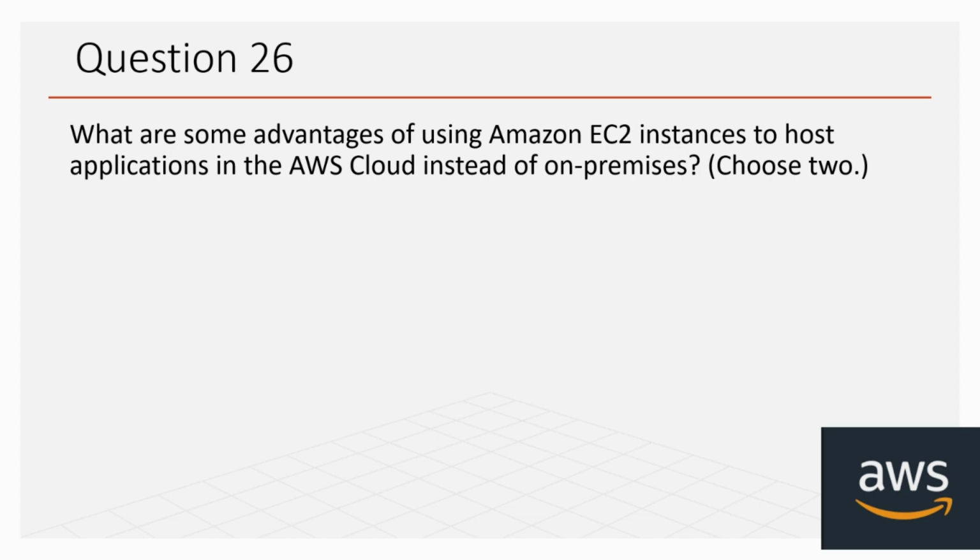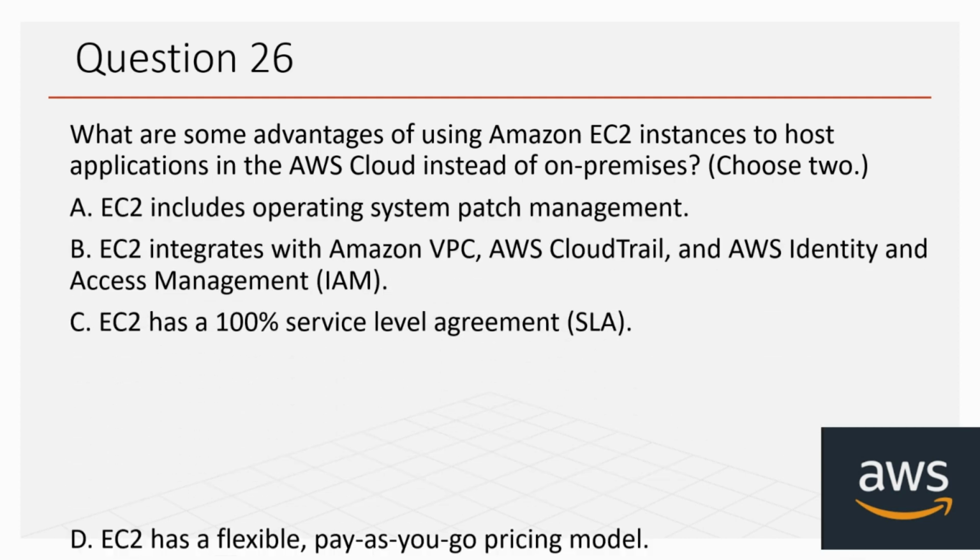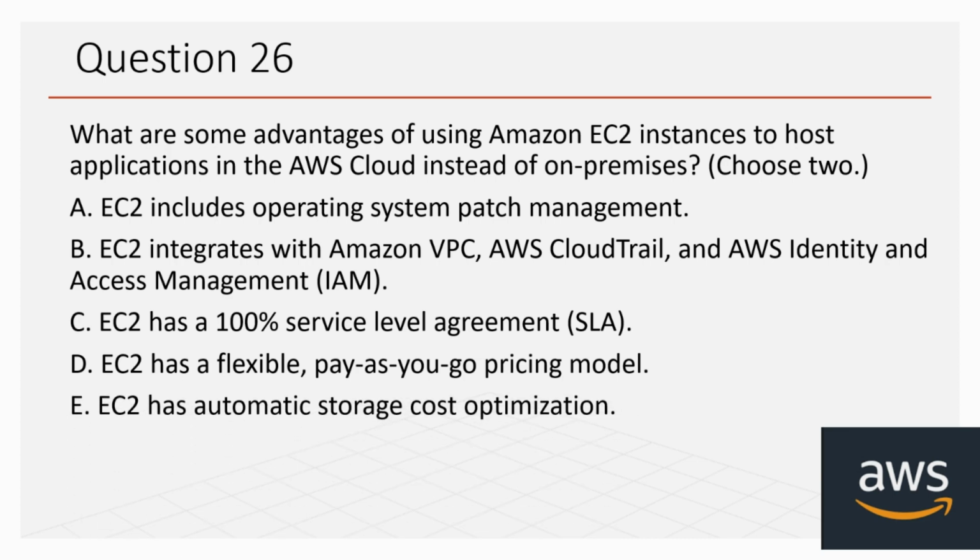What are some of the advantages of using Amazon EC2 instances to host applications in the AWS cloud instead of on premises? And you have to choose two options. And these are the options. A is EC2 includes operating system patch management.